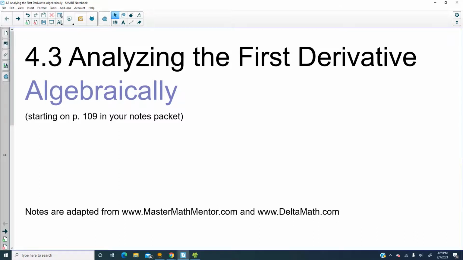Today we are going to be analyzing the first derivative algebraically. We will refer to a couple of the pages in your notes packet starting on page 109.